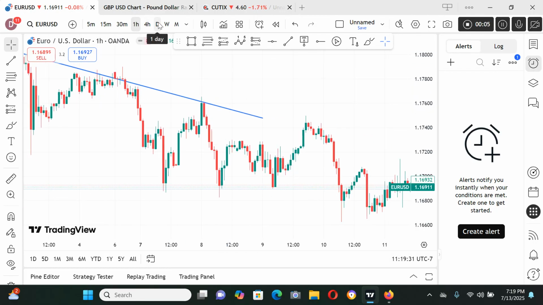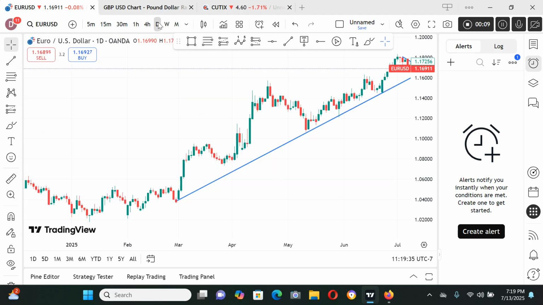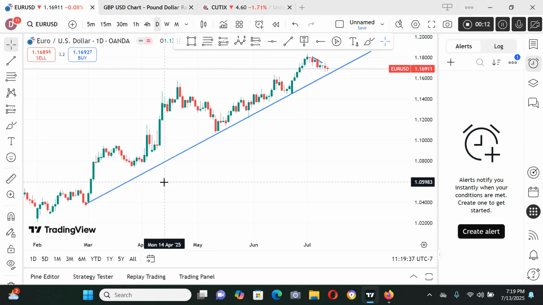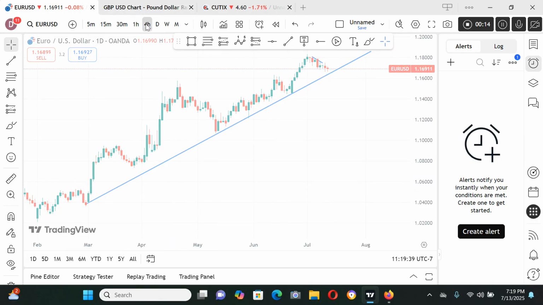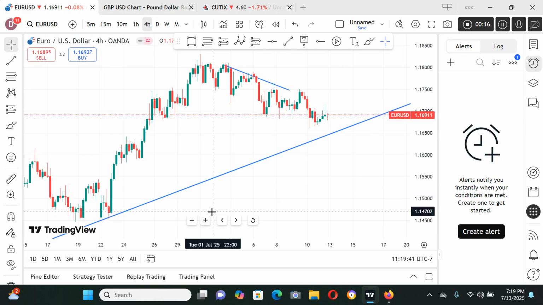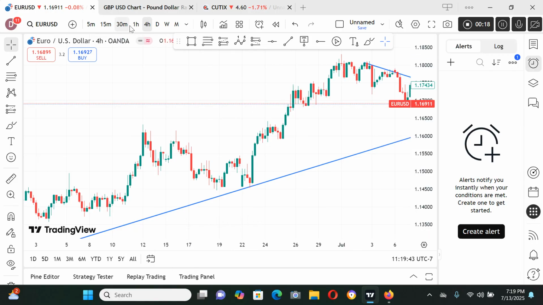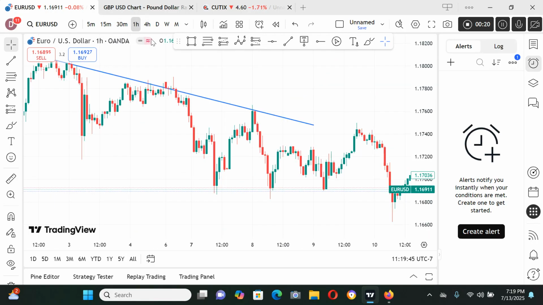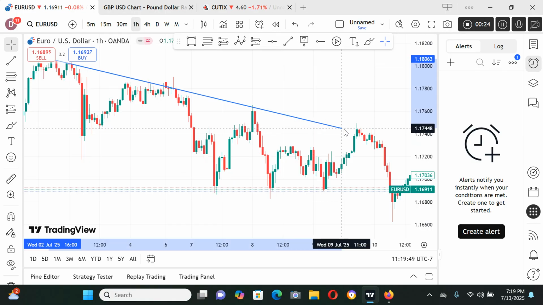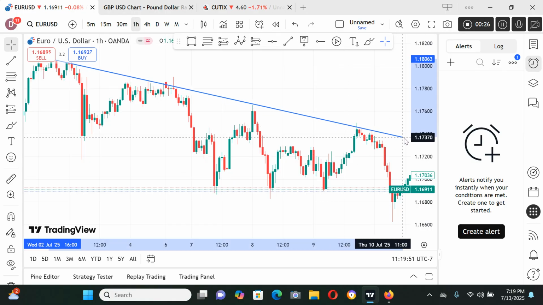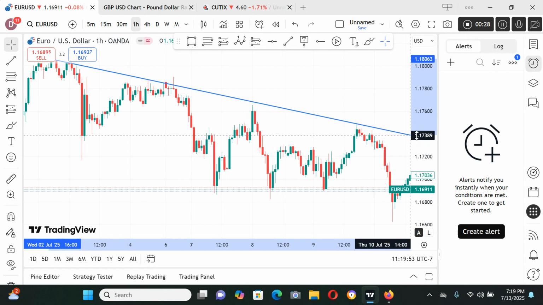Checking our daily time frame, we have seen that the market is on uptrend. Going to 4 hour time frame, we can see that the market is still obeying our uptrend. But going to 1 hour time frame, we can see that the market is trying to show us a change of structure, going down, making a downtrend movement.